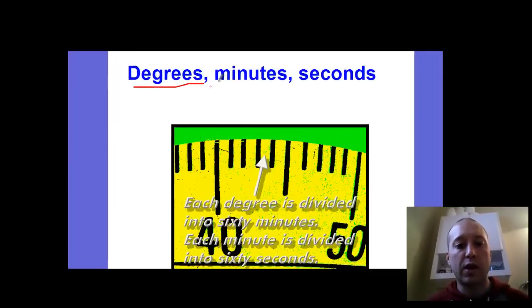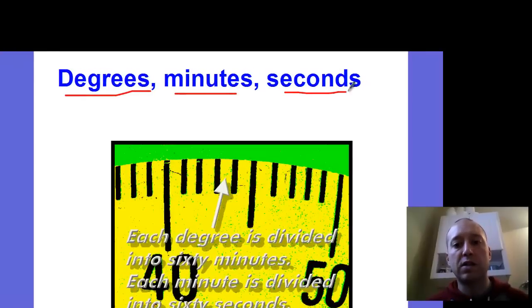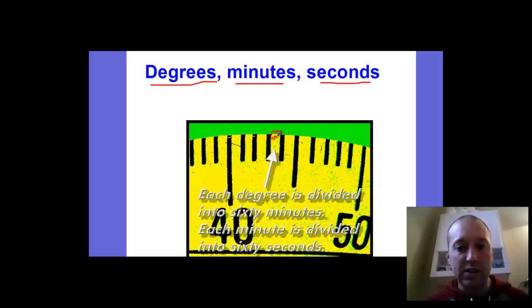So degrees, we know what that is, but we're going to add some minutes and seconds. What they are is we're taking a degree. If this is 1 degree on a protractor, we're going to split that into 60 little sections. Each degree can be split into 60 minutes. So when you say a minute, you're talking about a 1/60th of a degree. And then each minute is divided into 60 seconds. Each of these little slivers is split into 60 even smaller slivers.